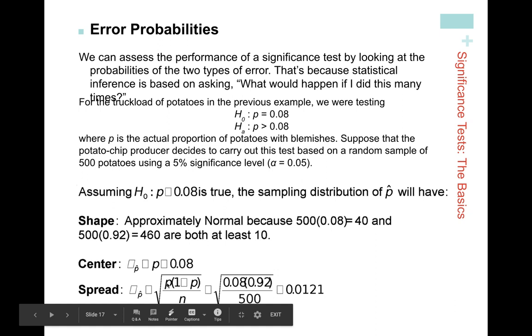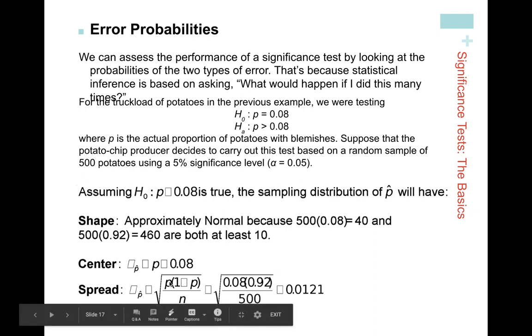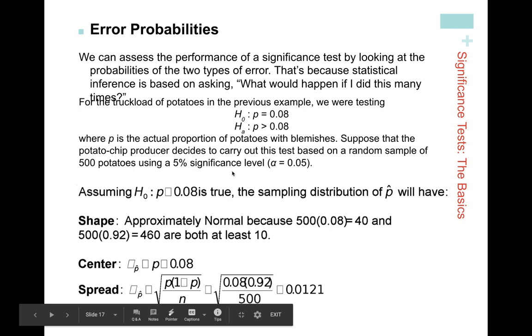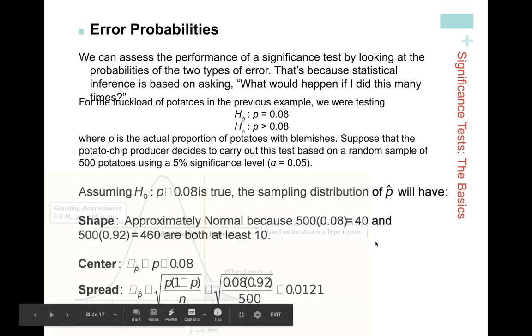Now, this P and this Q is different than P hat and Q hat. Remember, this is assuming that H null is true. So which P and which Q do you use? Do you use P hat or Q hat here, or do you use P and Q? No, you use the actual values under the null hypothesis. So this is P null, Q null. Under this null hypothesis, you use 0.08 and then 0.92.